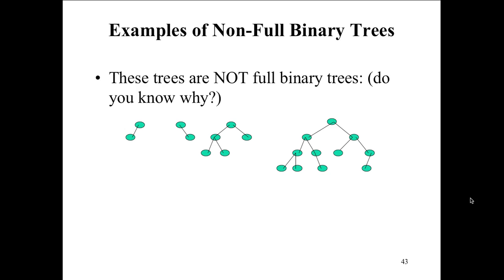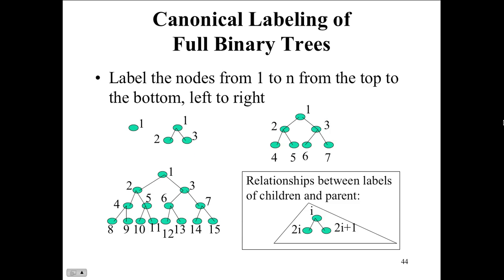Examples of non-full binary trees. So these trees are not full. Do you know why? This one's missing its right child. This one's missing its left child. This one, not all of the leaves come out to the same spot. This one is left heavy, obviously. So each one of the trees is not balanced by concept.